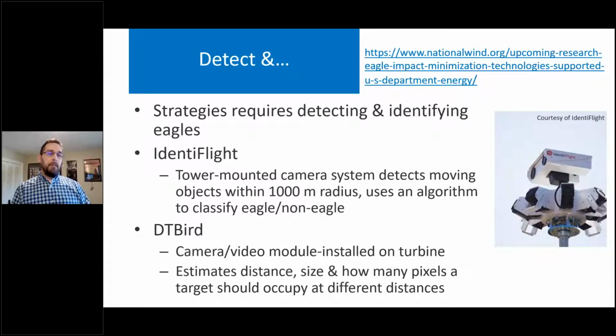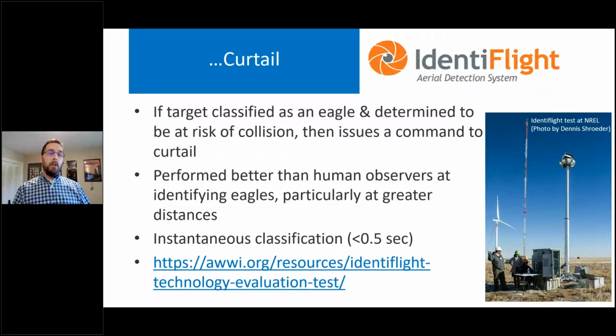There are a couple of strategies that use camera systems to first detect whether an eagle is present, and then based off of that information result in an action. With respect to the detection and identification aspect, both Identiflight and DT Bird have a camera system and use some sort of algorithm or identification process to classify an object as an eagle or not. And then once that classification is made, there's a response. With Identiflight, that response is to curtail a wind turbine or a string of turbines.